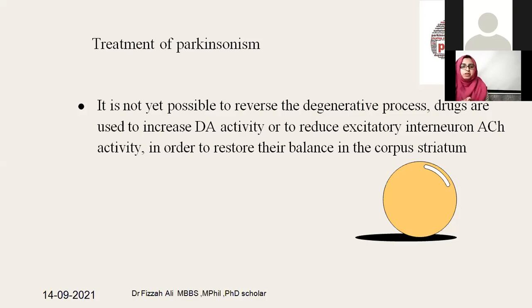Basically, it is not yet possible to reverse the degenerative process. The damage has happened, the degeneration has happened, we cannot stop it. But what we can do, we will give the drugs that are used to increase dopamine activity and to reduce excitatory interneuron acetylcholine activity. So what do we have to do? We have to increase the dopaminergic activity and reduce acetylcholine activity in order to restore their balance in the corpus striatum.